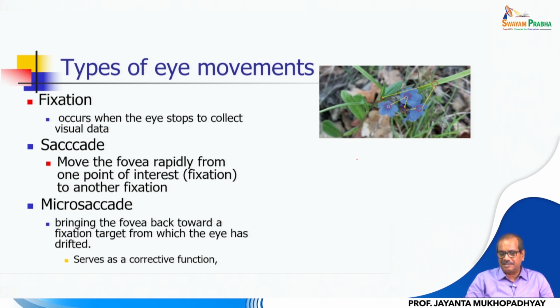So these are some examples showing the zones of fixation. These red marks are zones of fixation, and these are saccadic movements. Microsaccades are not shown here.